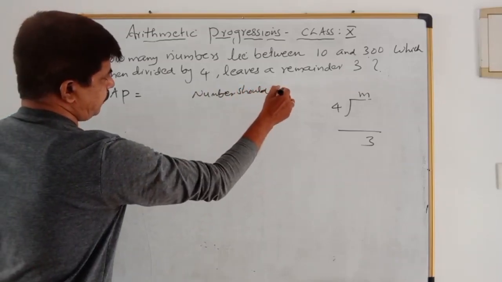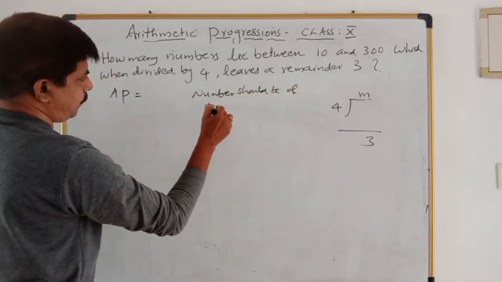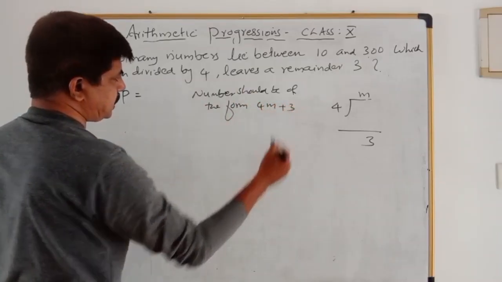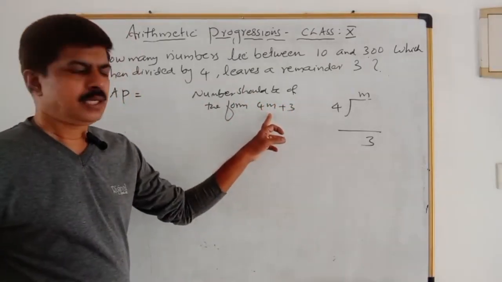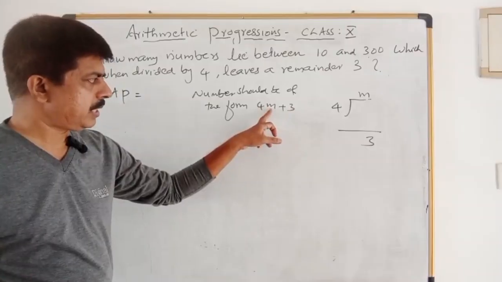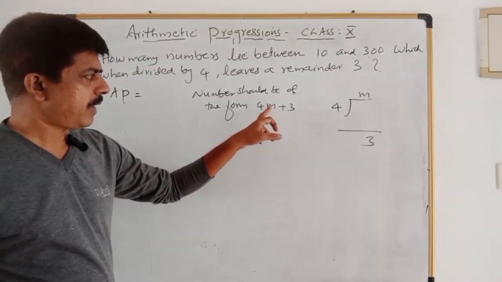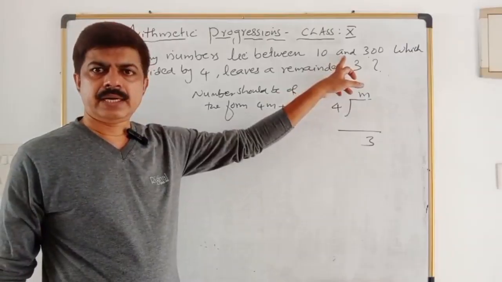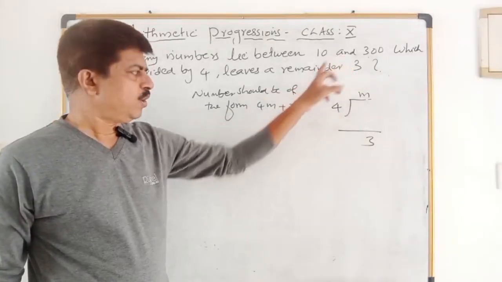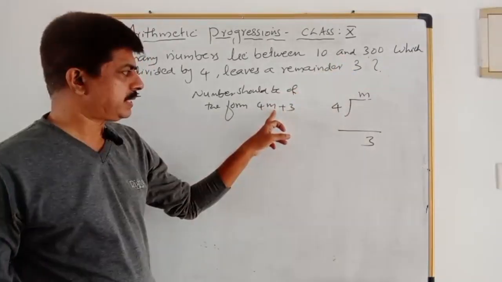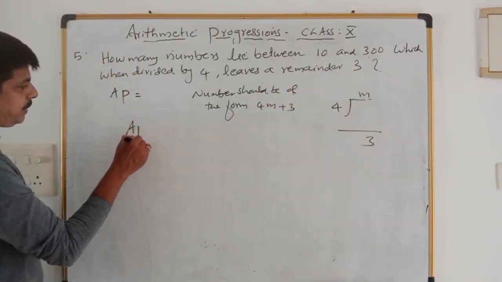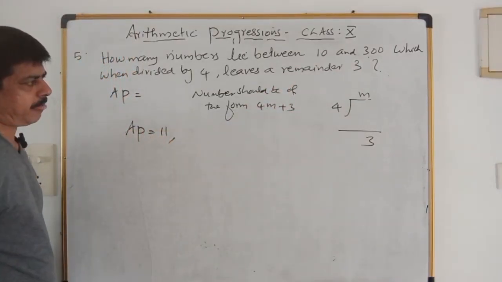Number should be of the form 4m plus 3. This is a general term. Suppose your m is 1, what is the value? 4 ones are 4, 4 plus 3 is 7. But 7 is not between 10 and 300. Now 4 twos are 8, 8 plus 3 is 11. In the AP, 11 is the first number, a.